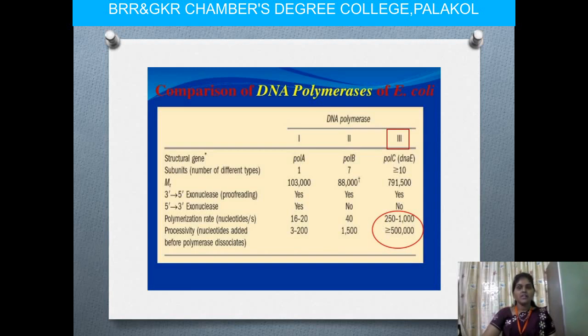The polymerization rate also varies in different types of polymerase subunits. We have 16 to 20 in polymerase 1 and 40 in DNA polymerase 2. In DNA polymerase 3 we have a polymerization rate of 250 to 1000. We have different types of dissociation and association subunits here. That is about the different types of polymerases, in comparison with E. coli and the normal organisms.